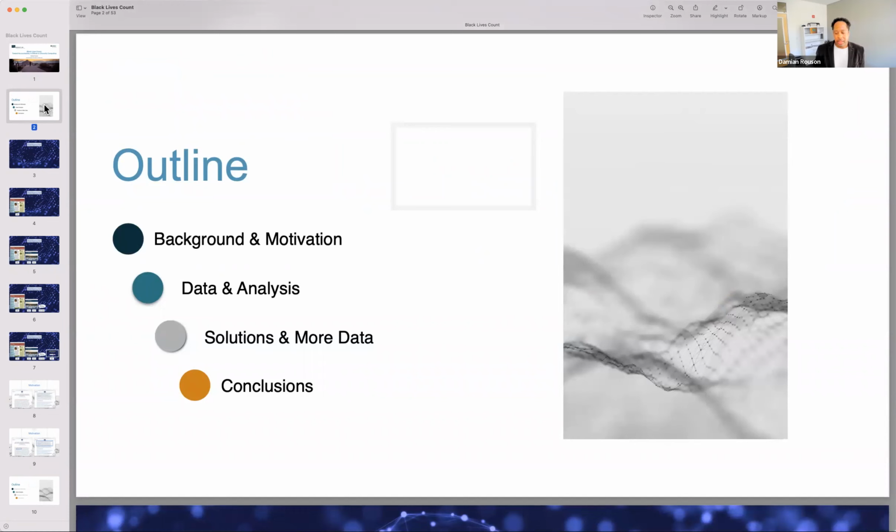So I try to organize this somewhat like a technical talk: background, motivation, data and analysis, solutions and conclusions. And that's intentional, partly because I would like to see us start to be more rigorous when we talk about diversity and more analytical in the same way that we are about the science.